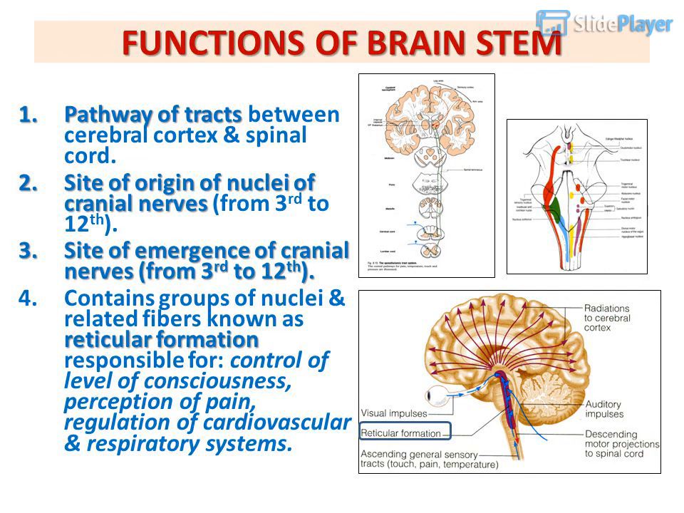Pathway of tracts between cerebral cortex and spinal cord. Site of origin of nuclei of cranial nerves, from 3rd to 12th. Site of emergence of cranial nerves, from 3rd to 12th. Contains groups of nuclei and related fibers known as reticular formation, responsible for control of level of consciousness, perception of pain, regulation of cardiovascular and respiratory systems.